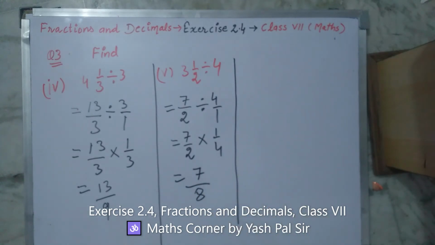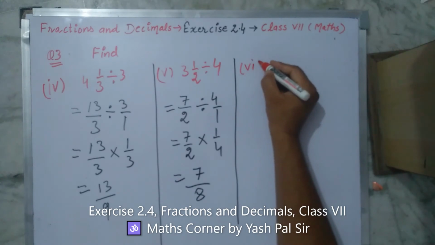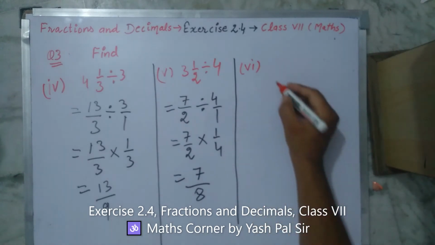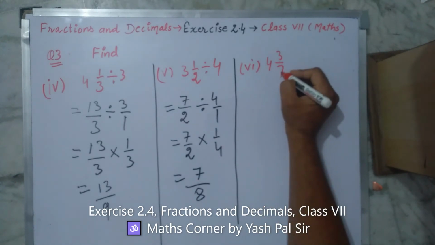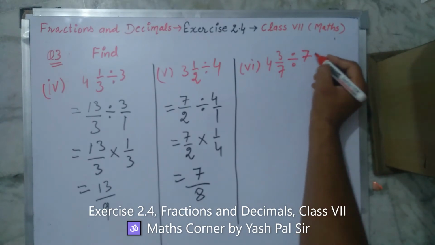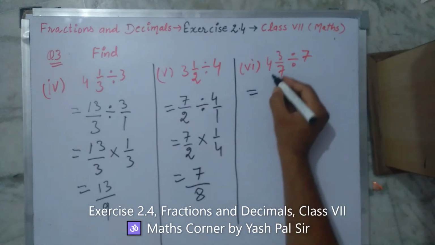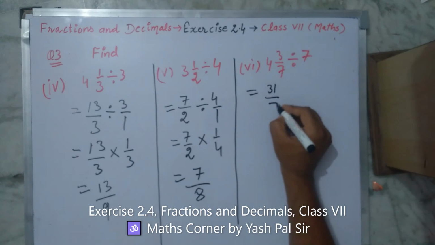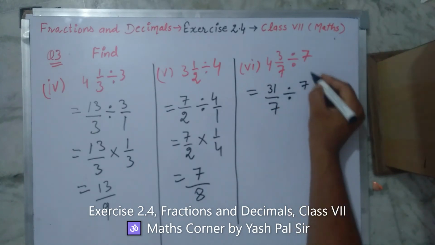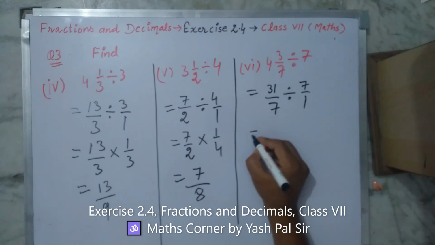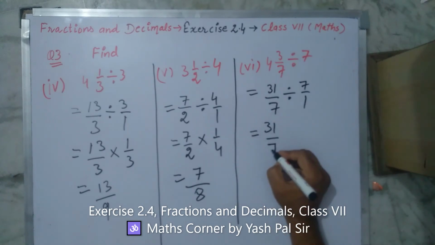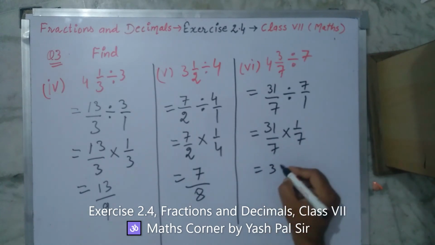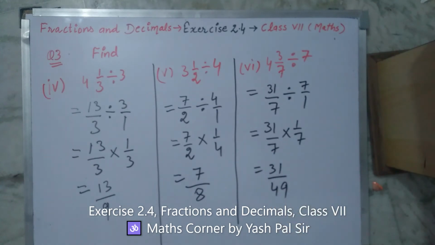Our next part is the sixth part. What is this? This is equal to 4 and 3 by 7 divided by 7. So this means 4 into 7, 28 plus 3, 31 divided by 7, and 7 means 7 upon 1. So this is equal to 31 upon 7 into 1 upon 7. So answer is 31 upon 49.